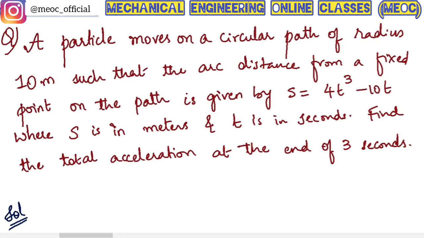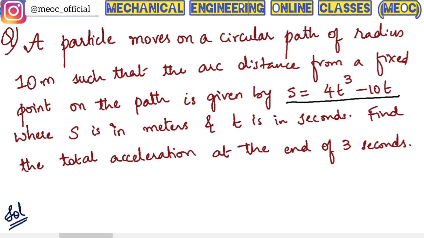Let us look at a question. A particle moves on a circular path of radius 10 meters such that the arc distance from a fixed point on the path is given by an equation s is equal to 4t cube minus 10t, where s is given in meters and t should be taken in seconds. We have to find the total acceleration at the end of 3 seconds. So the given equation is a relation between time and displacement.